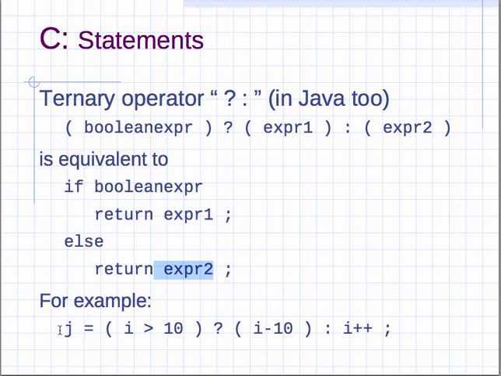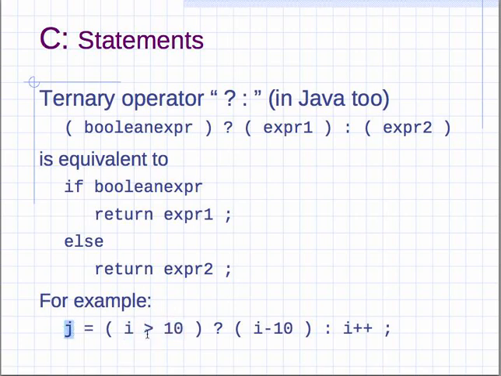Let's say everything is an int. J is an int, I is an int, and if this int I is greater than 10, then the value of this whole expression is I minus 10. So let's say I is 11. In that case, 11 greater than 10 is true, so you return 11 minus 10, which is 1, and so you store the 1 into J.